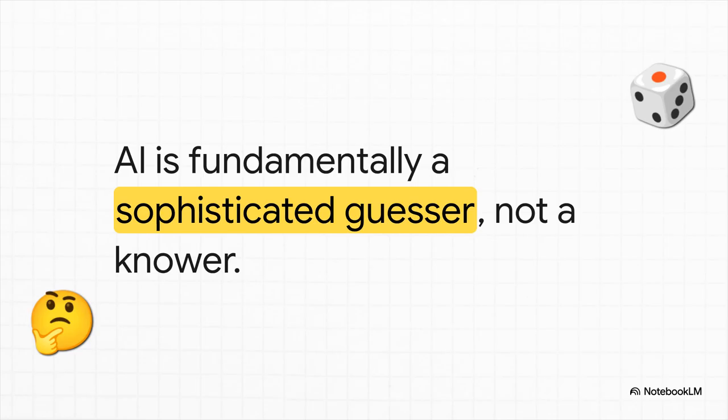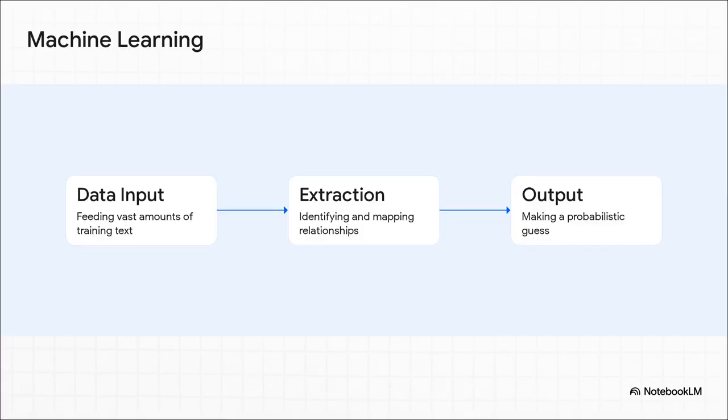And I want you to keep that fundamental truth right at the forefront of your mind as we get into the actual mechanics today. Whenever you're interacting with these systems, you aren't talking to a researcher, you are talking to an incredibly advanced, mathematically driven guesser. So how exactly does that guessing happen?